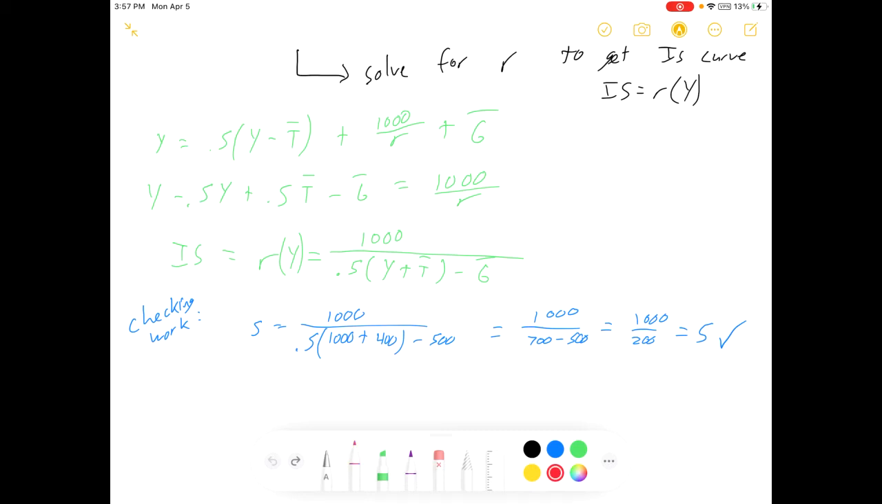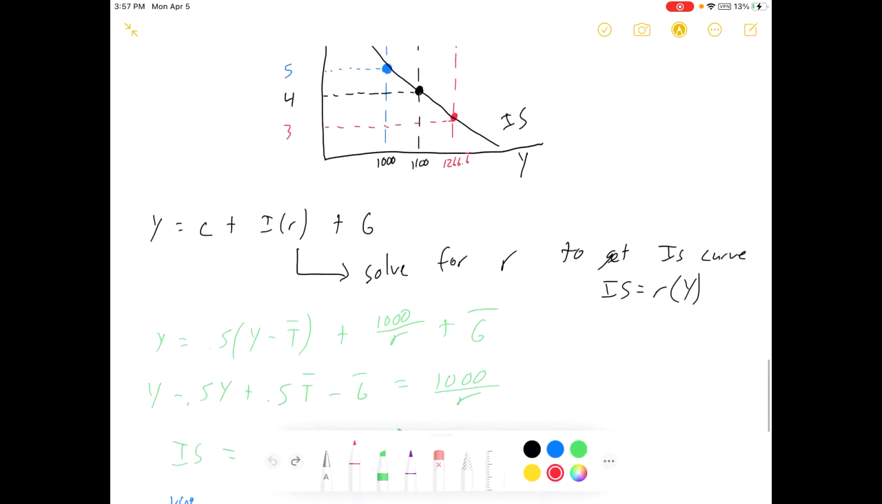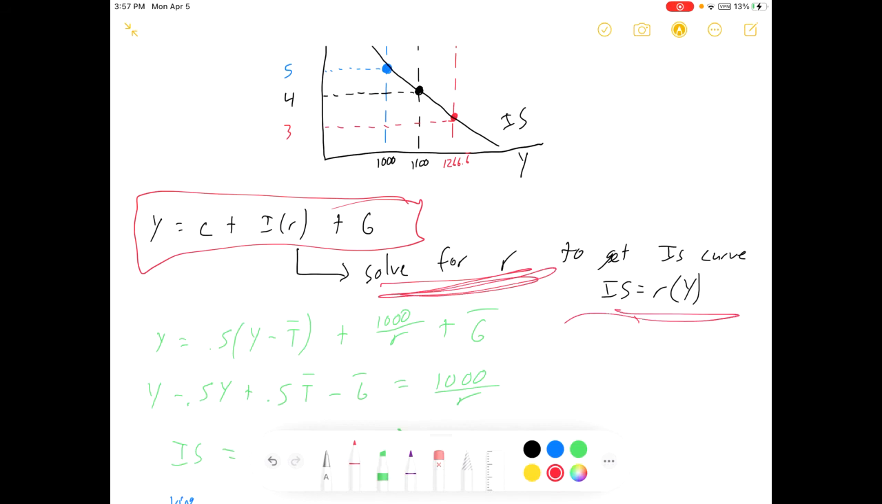Now, I can mess with this. I can do all kinds of crazy stuff. But the gist of it is you take your Y equals C plus I plus G, solve for R, and you'll get your investment curve, your IS curve.